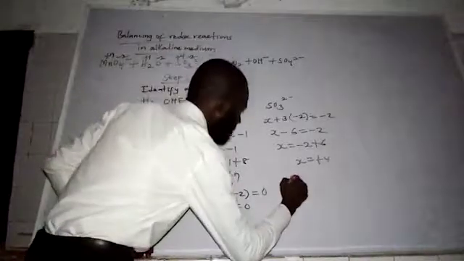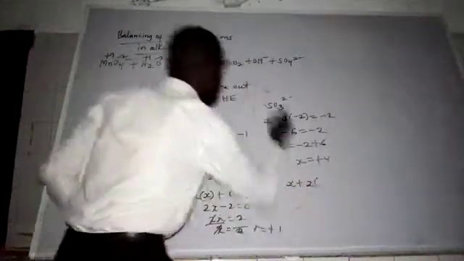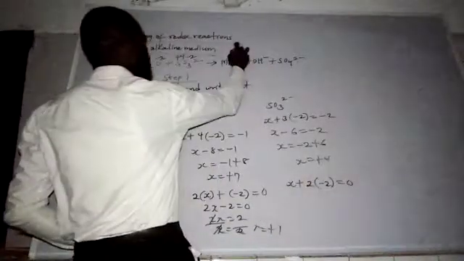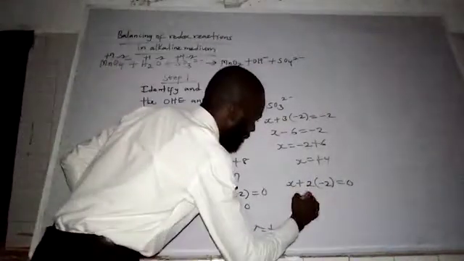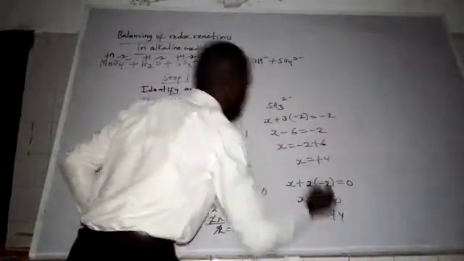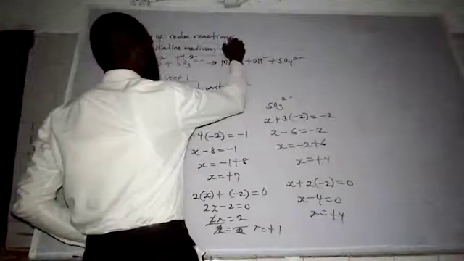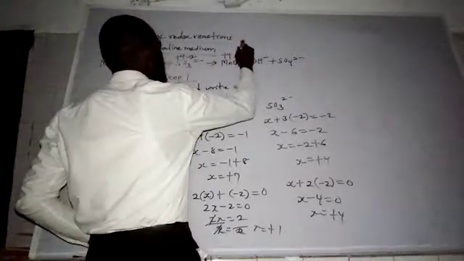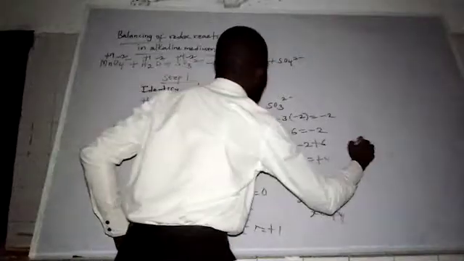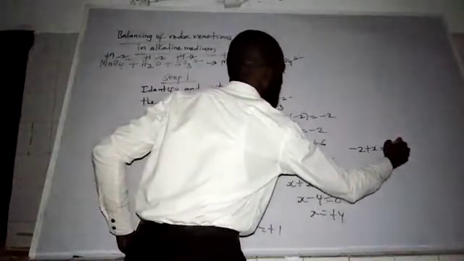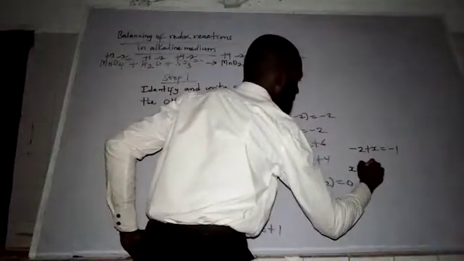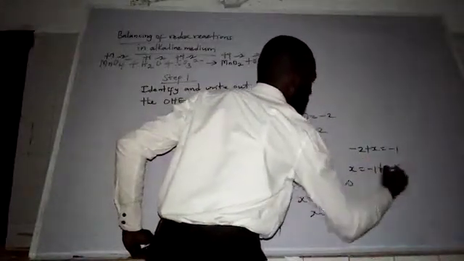Then I will move on to manganese here. My manganese is X plus 2 into -2 equal to 0, because there is no net charge. So that will be X minus 4 equal to 0. Then X is equal to plus 4. The oxidation number of manganese here is plus 4. Oxygen is always -2. Then for hydrogen here, I have -2 plus X is equal to -1, because the net charge here is -1. So X is equal to minus 1 plus 2.